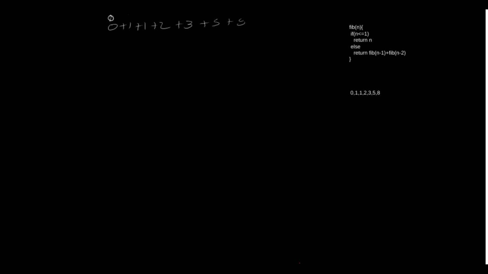zero starts from 0. 1, 2, 3, 4, 5, 6. So the Fibonacci of 0 is 0, Fibonacci of 1 is 1, Fibonacci of 2 is 1, Fibonacci of 3 is 2, Fibonacci of 4 is 3, Fibonacci of 5 is 5, Fibonacci of 6 is 8. Today we're going to be solving to get the Fibonacci number of 6.